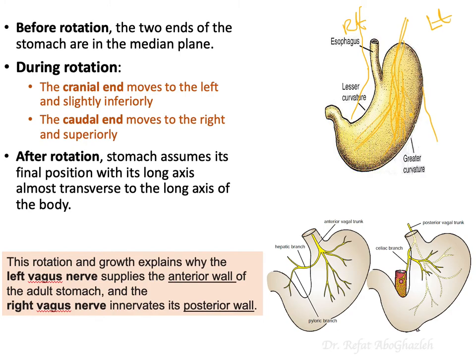And covers the, or innervates the anterior wall of the stomach, while the right vagus that was on the right side, as you see here, with the rotation of the stomach, now becomes the posterior vagal trunk and innervates the posterior wall of the stomach.